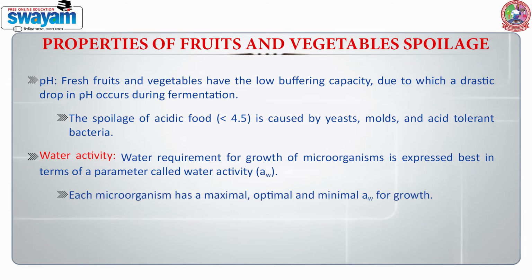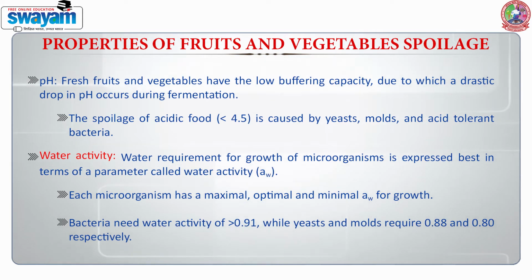Each microorganism has a maximum, optimum and minimum water activity which is required for its growth. Bacteria, for example, need a water activity greater than 0.91, whereas yeast and molds require a lower water activity. It ranges from 0.88 to 0.80 respectively.